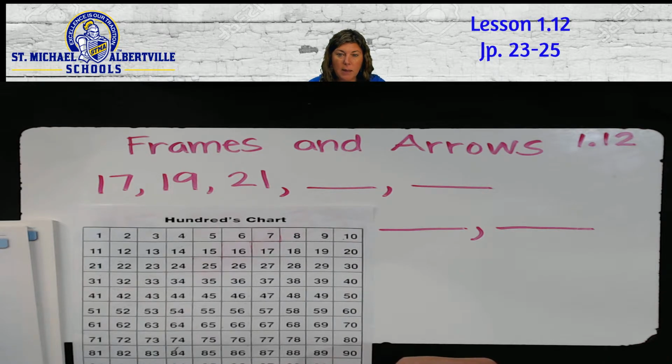In your math journal, you will turn to page 23 and we'll be doing journal page 23, 24, and 25. So let's start with the mini lesson. Let's think about frames and arrows.